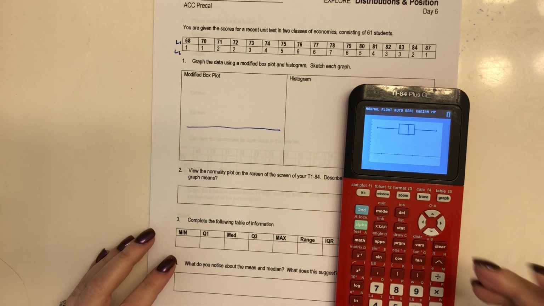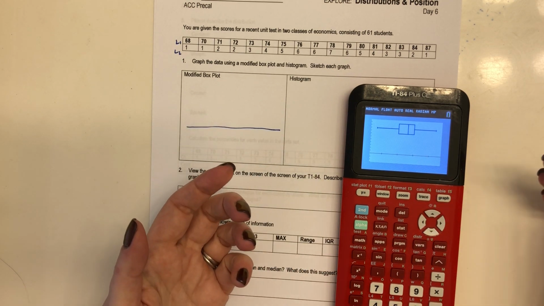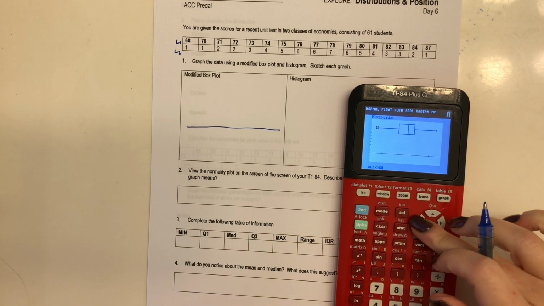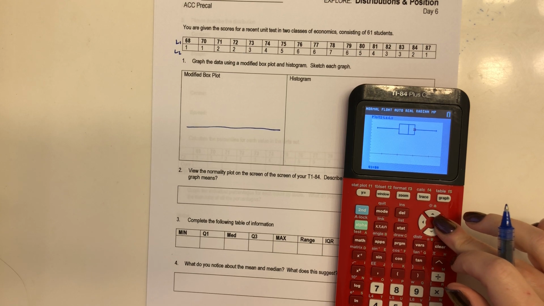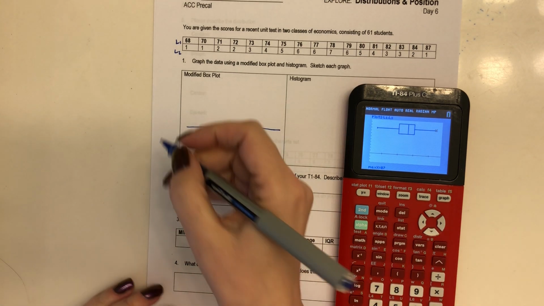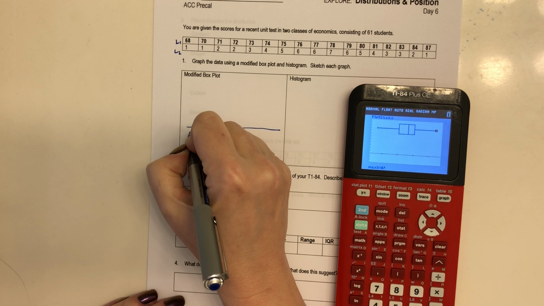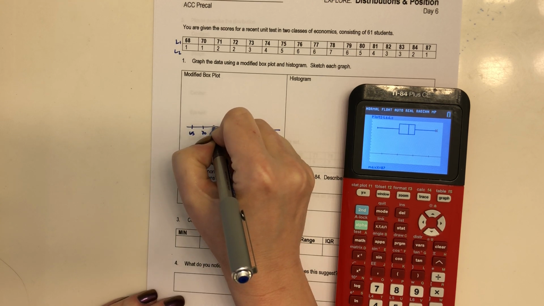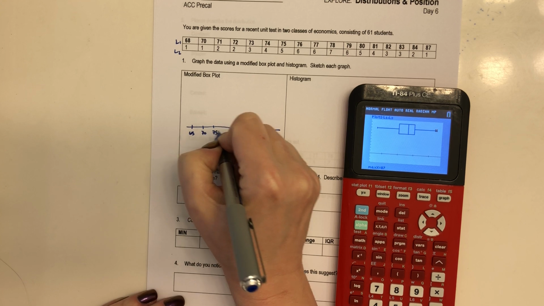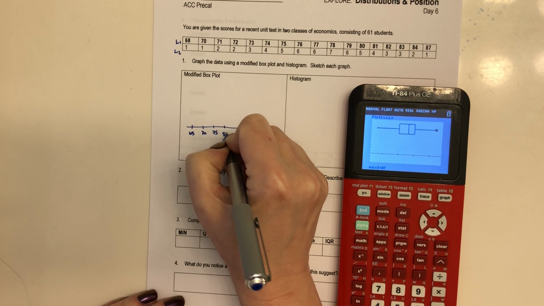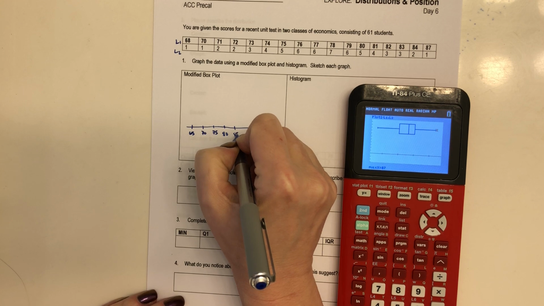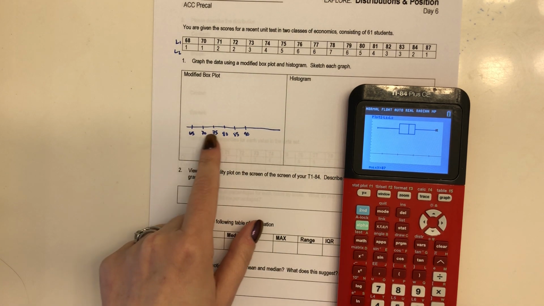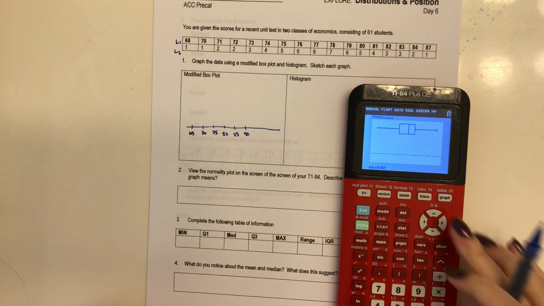Okay, now when I'm making my graph on my sheet of paper, I need to put a scale on it. You can't just draw the picture and hope for the best. So we're going to go over here and we're going to hit trace. And this will tell us that our smallest value is 68 and our largest is 87. So I'm going to start here with 65, 70, 75, 80, 85, 90. And notice I'm trying to keep a similar amount of space between them.